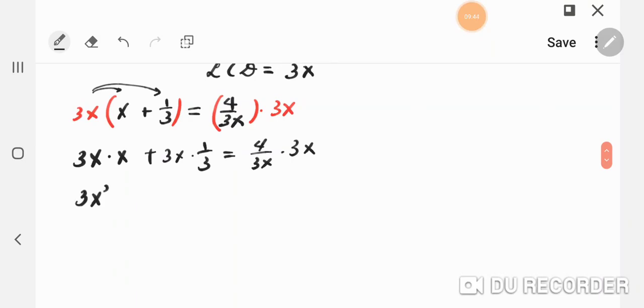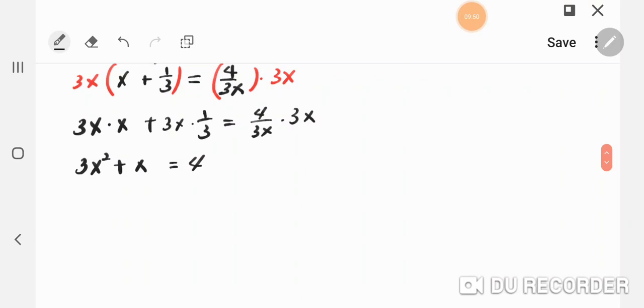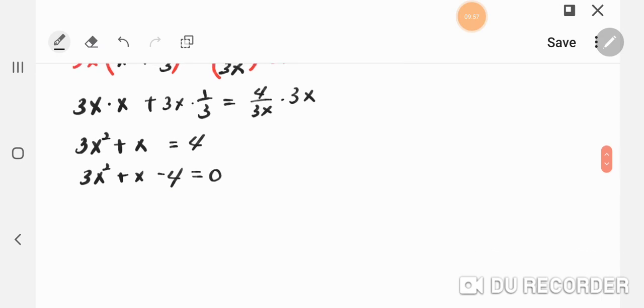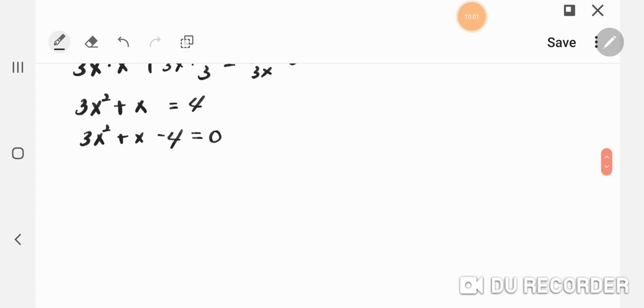All right, and then simplify this. So 3x squared plus, cancel out 3, so we have x. Cancel out 3x, so we got 4. And then move all terms to the left. So move 4 to the left. Now one side of the equation is 0, so in order to solve this, we will factor the left-hand side of the equation. So this is x times 3x.